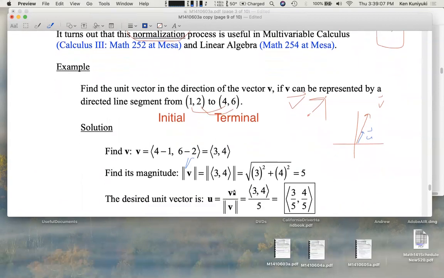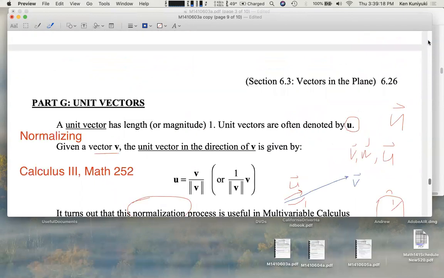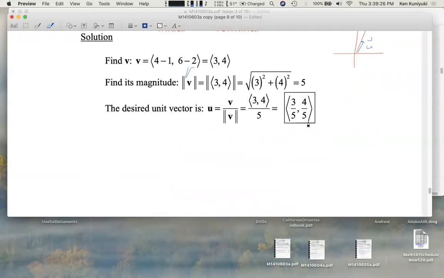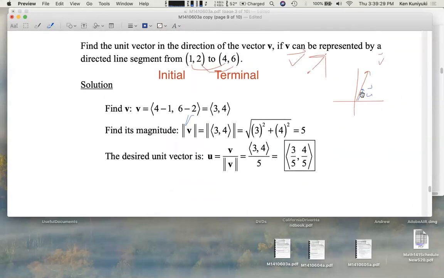We divide the vector by its length, 3, 4, all divided by 5. You divide each component by this denominator, so we get 3/5, 4/5. Remember, that's how we divide a vector by a scalar. We divide each component by the scalar. These will be the components for the unit vector, and these don't have to have units. We're guaranteed this has length 1. As a check, the square root of this squared plus this squared is going to be 1.